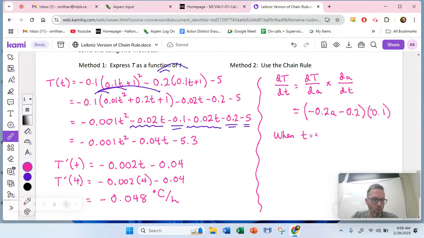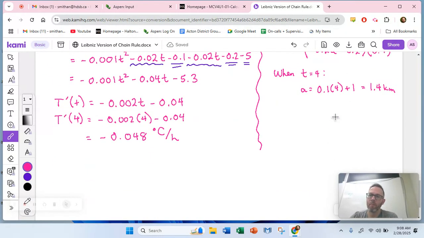So when t equals 4, the altitude is equal to 0.1 times 4 plus 1. So after 4 hours, the altitude is 1.4 kilometers. And now we're good to go. So now we know what to plug in. So the question wants the change in temperature by the change in time evaluated when t equals 4. We're now good to do that.